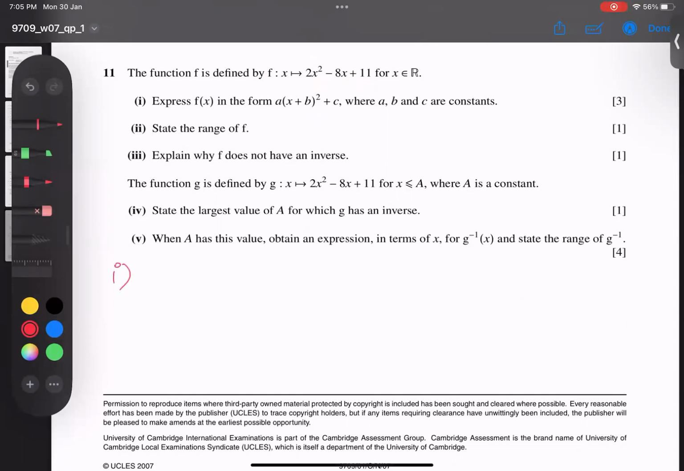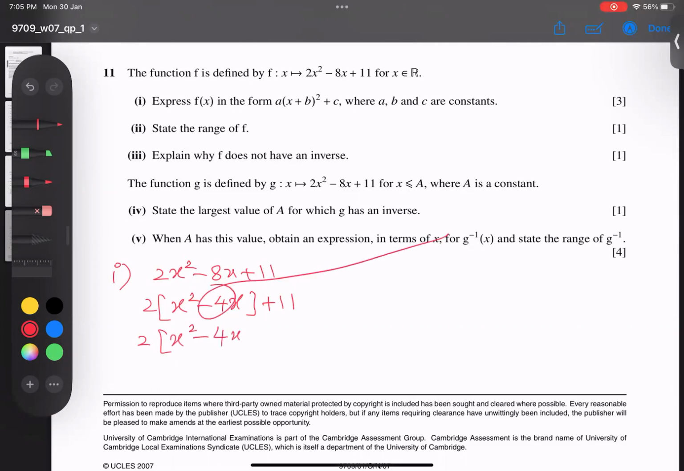Bismillah ar-Rahman ar-Rahim. So 2x to the power 2 minus 8x plus 11. Step number 1, take common out from the first two terms. No need to bring the third; if we bring the third or not, no problem at all. Then what is the x coefficient? The x coefficient is 4. Half of 4 gives you 2. And this 2, take a square, and one time add and one time subtract.